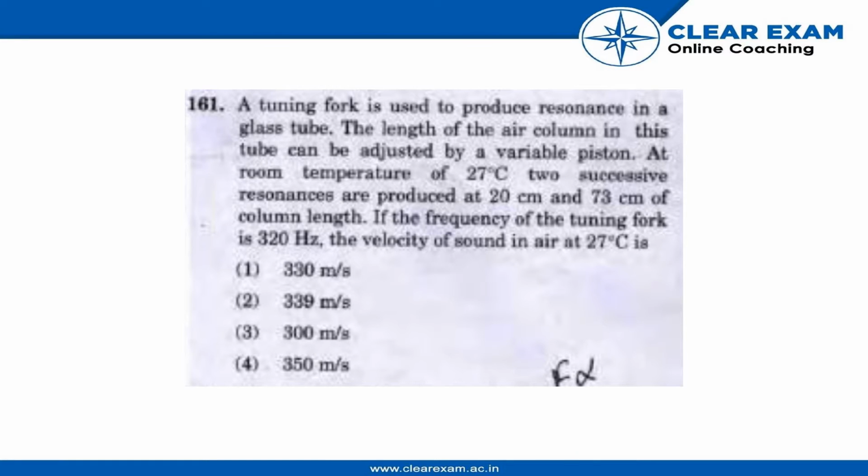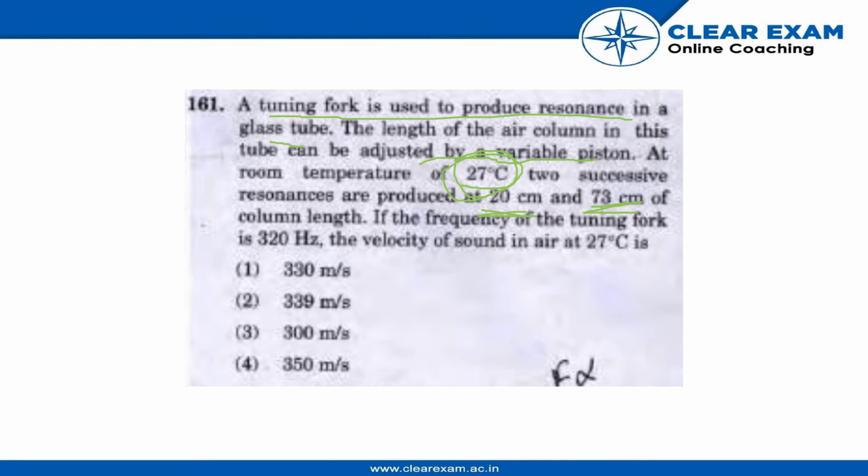Hello. So our today's question is, a tuning fork is used to produce resonance in a glass tube. The length of the air column of the tube can be adjusted by a variable piston. At the room temperature of 27 degrees Celsius, two successive resonances are produced at 20 centimeter and 73 centimeter. So the column length of the column length.